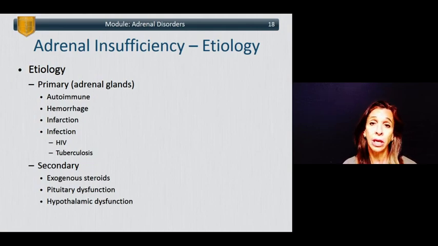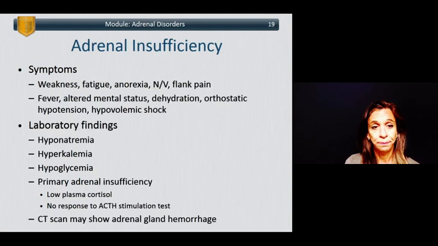A secondary adrenal insufficiency is secondary to conditions outside of the adrenal glands that then affect the adrenal glands. And the most common cause is exogenous steroids, or patients who take typically prednisone or steroids to treat medical conditions. But also pituitary or hypothalamic dysfunction will cause secondary adrenal insufficiency.